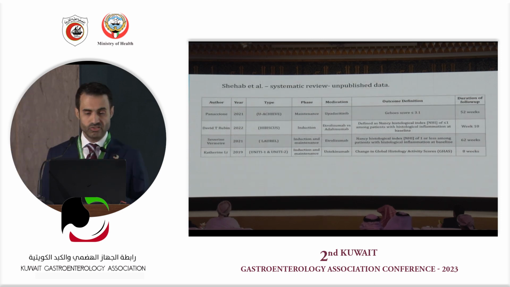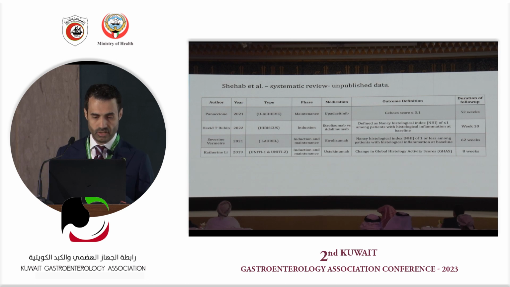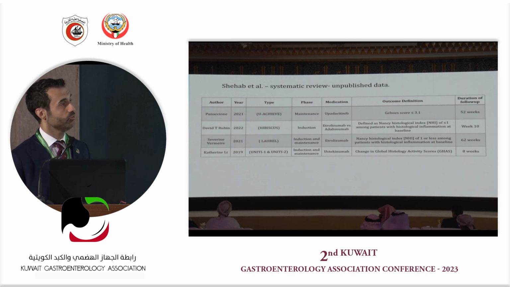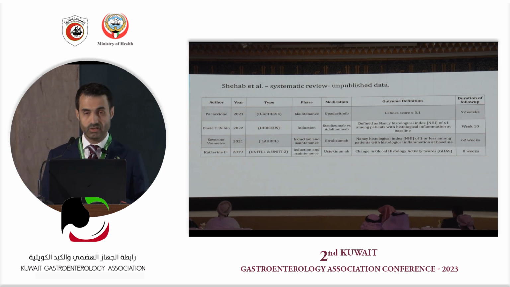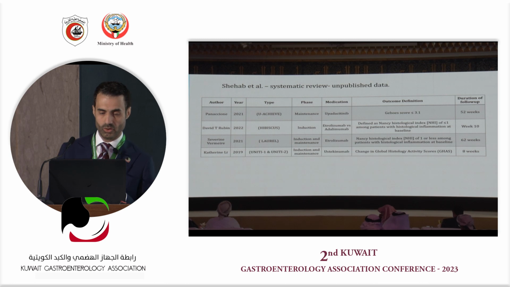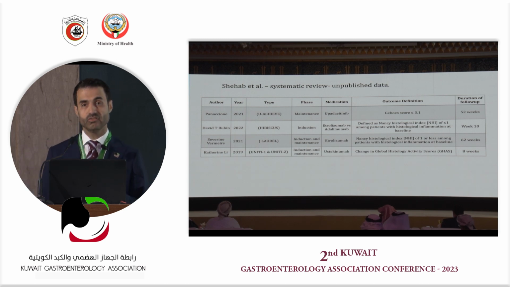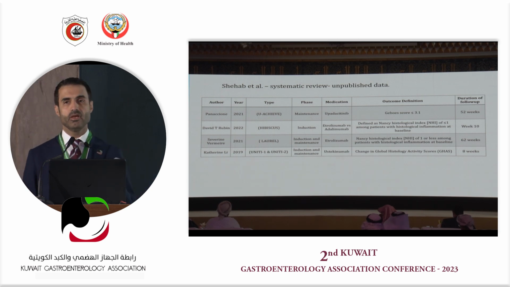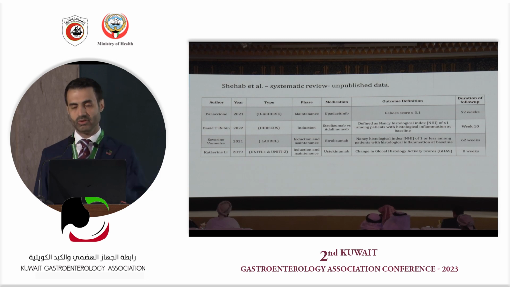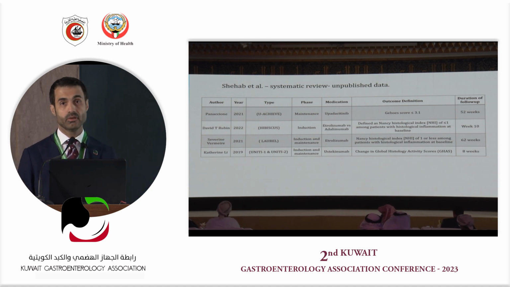Moving to U-ACHIEVE, it also had a Geboes score of less than 3.1. Then the HIBISCUS trial had an NHI less than 1, and the LAUREL trial has an NHI less than 1. And lastly, UNITY 1 and 2 used the change in GHAS score, which is the change in the global histology activity score. You can find it in an app. It's a bit of a long histological scoring system.